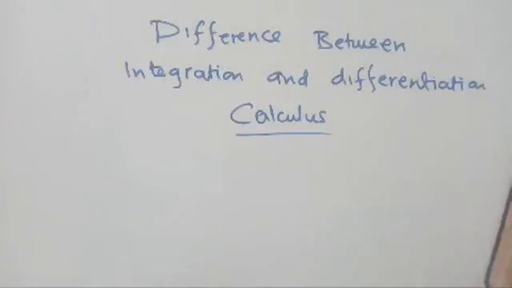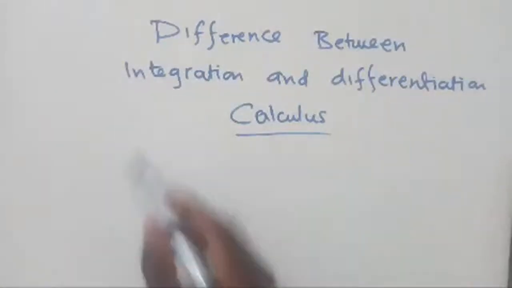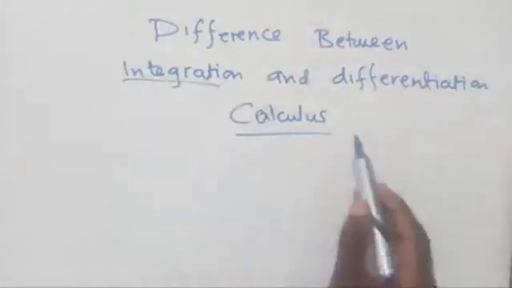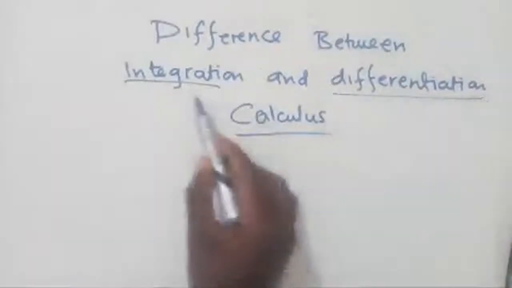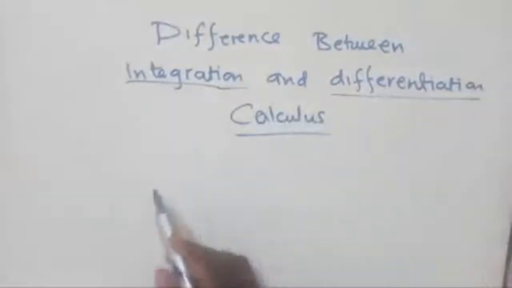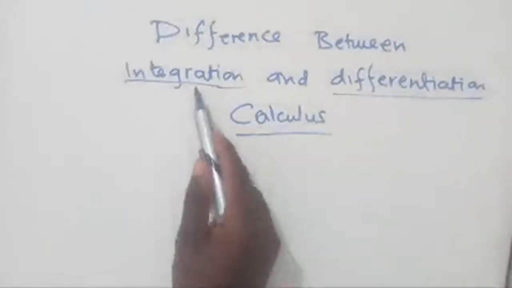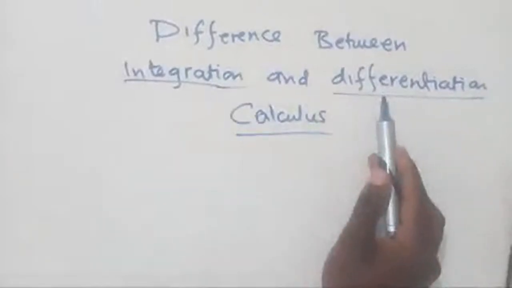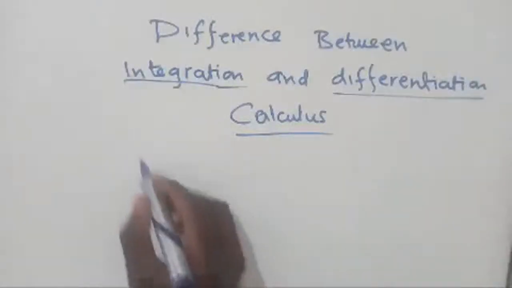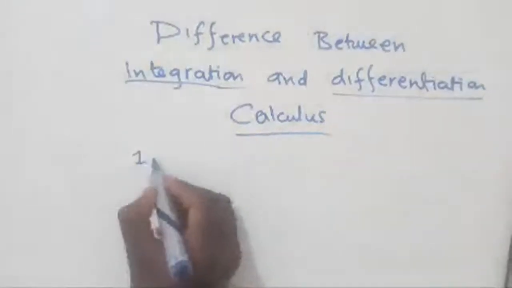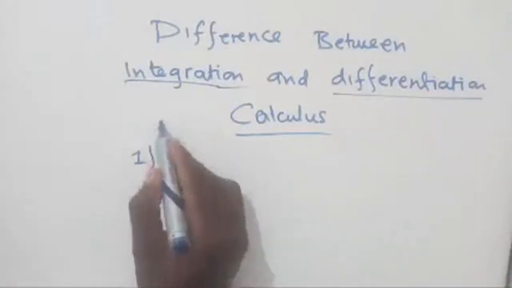So people make mistakes between these two things, integration and differentiation. Okay, differentiation and integration, they're opposite of each other. So the opposite of integration is differentiation. The opposite of differentiation is integration. So now let's talk about some differences. So one, let's talk about integration.